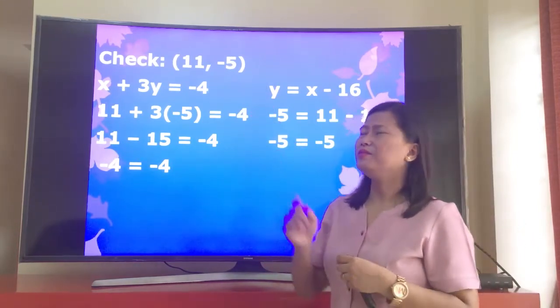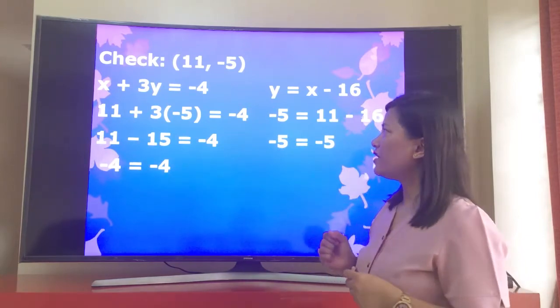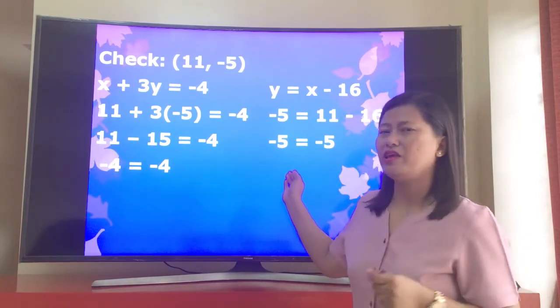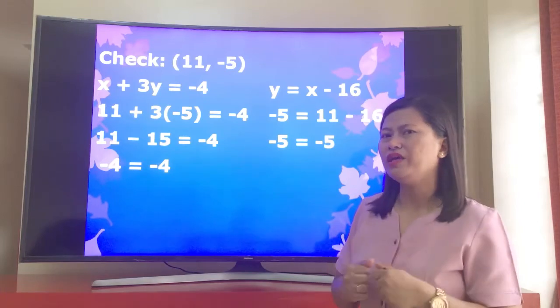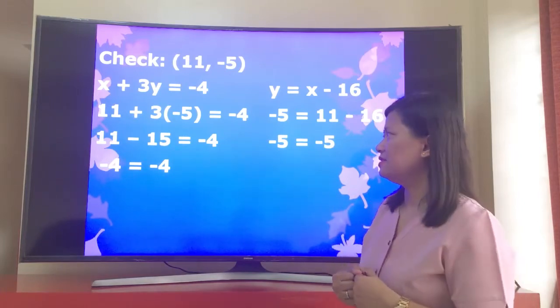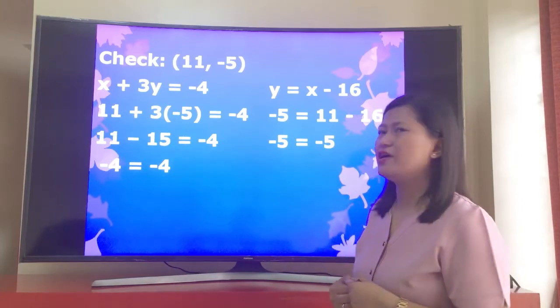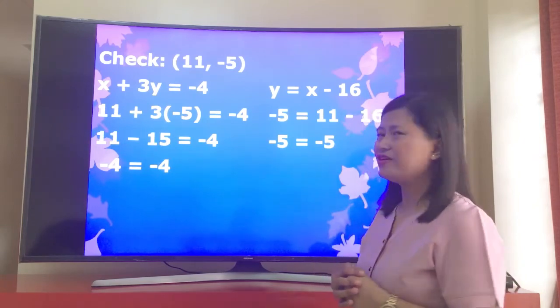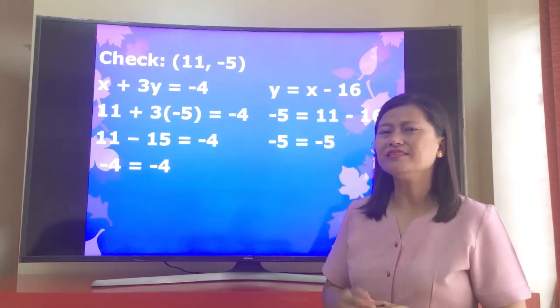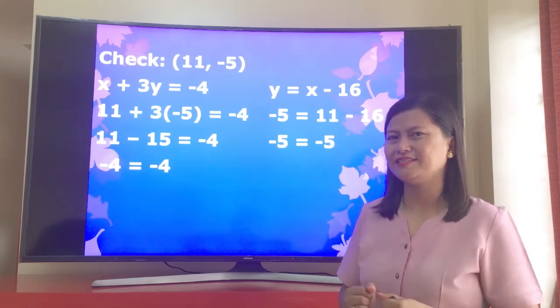11, negative 5 satisfies equation 1 and equation 2. We obtain true statements to both equations. Therefore, 11, negative 5 is the solution of the system.